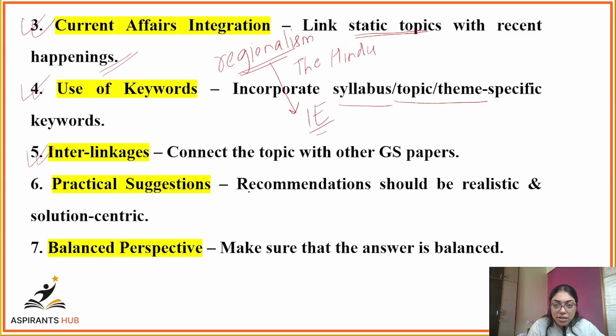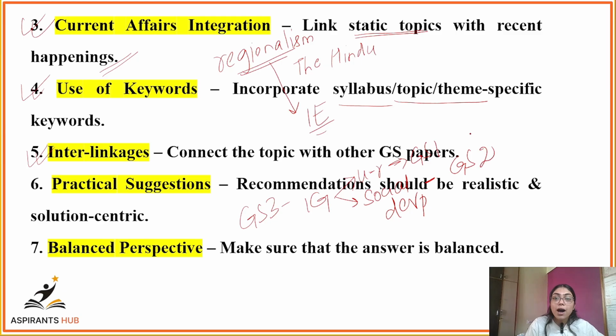Next is interlinkages. Connect the topic with other GS papers. For example, let us say we are studying the inclusive growth topic from GS3. Then you will bring in the dimension of the urban rural divide, which is mostly from GS1. Then you will bring in the dimension of balanced social development, which is from GS2. So like this, in GS3, you are bringing interlinkages from GS1 and 2. Please keep doing this when you're studying. Make sure you are able to interlink the papers, and within the same paper also, you should be able to interlink.